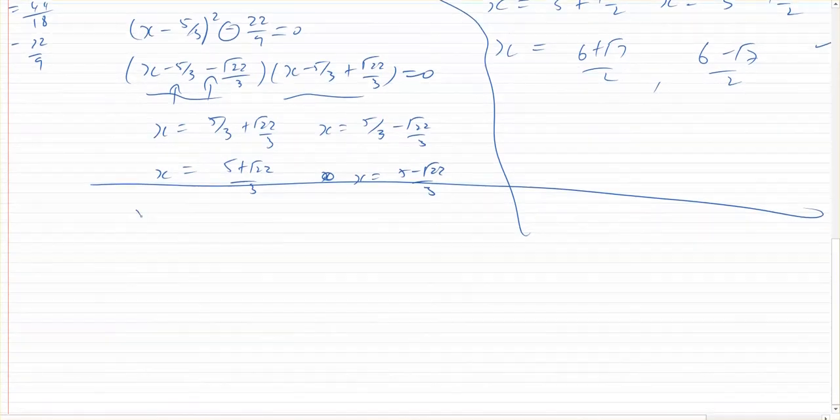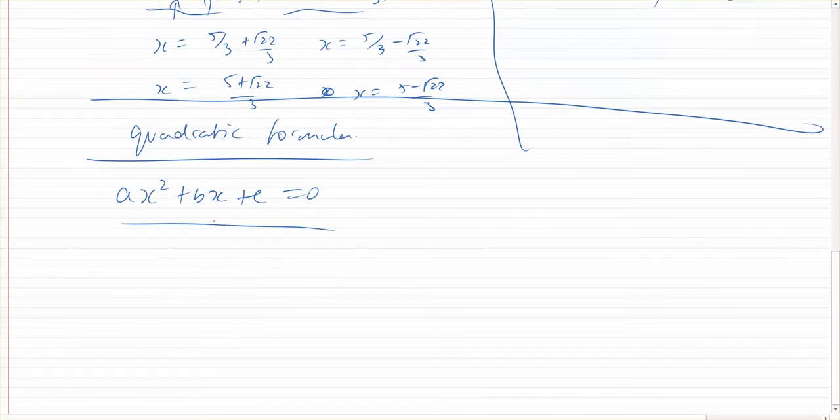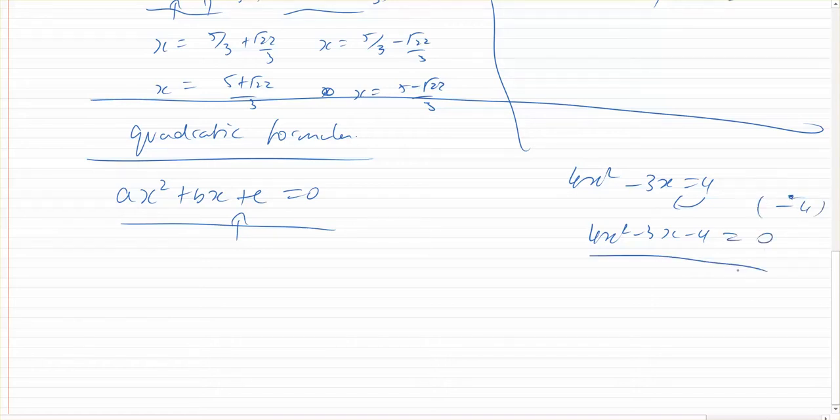So the quadratic formula, and you'll need to remember this for the test: if I've got a quadratic trinomial ax squared plus bx plus c equals 0, and it always has to equal 0. So let's say I have 4x squared minus 3x equals 4. You always have to move the terms to one side, so you subtract 4 from both sides to make it equal 0. You always have to have it in that form.